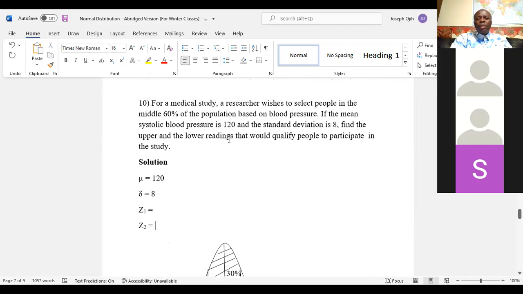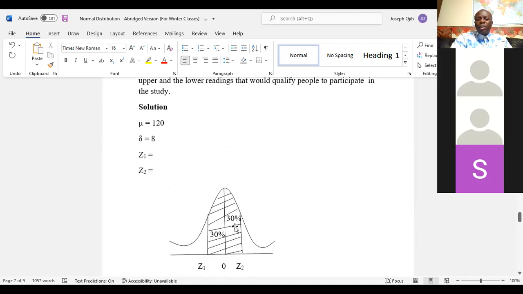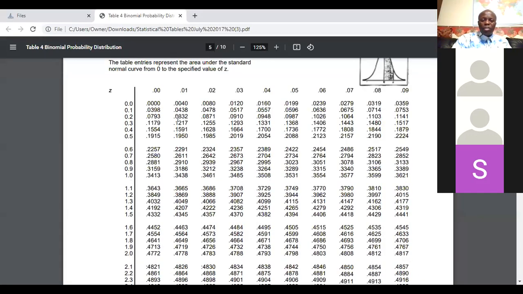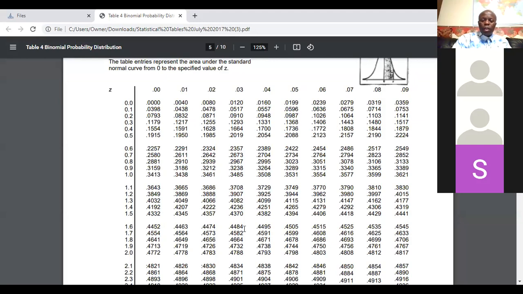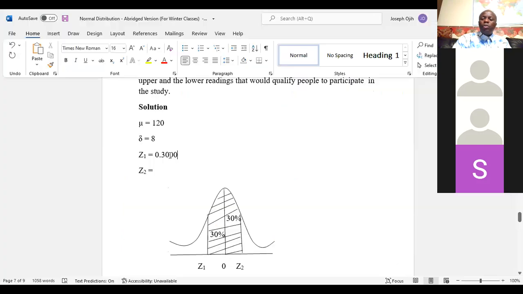Now, in this case, the middle 60%, they have given the probability already. It is not a tail. So we don't need to start from 0.5 because they give us the total probability already here. So that means the area is 0.3000. Why 0? Because when you look at this table here, the table of normal distribution, you can see that all of them have four decimal places. So the zeros in this table are just placeholders.